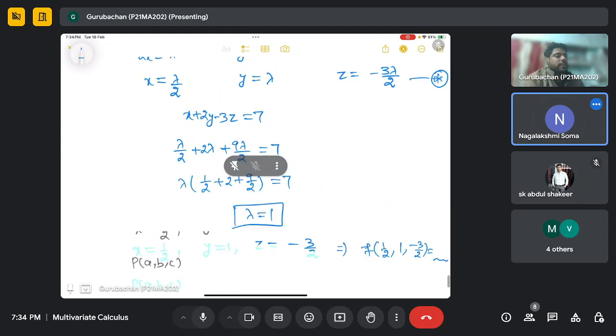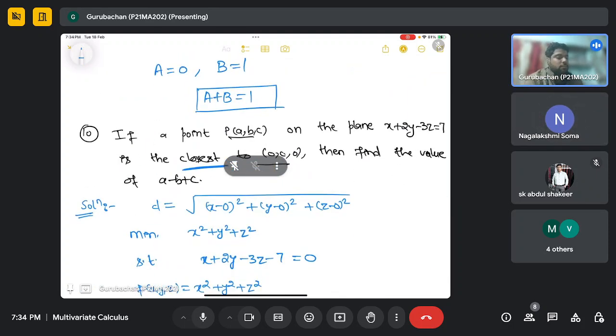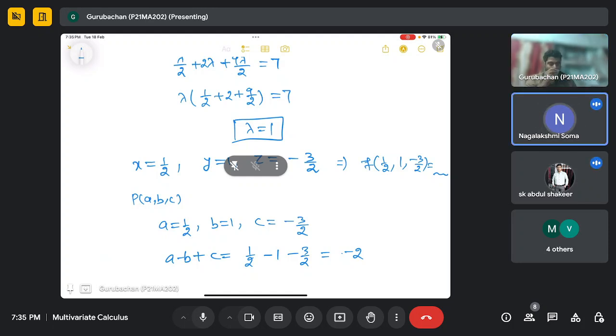What we have asked is, we have given that a, b, c are our points, and we have to calculate a minus b plus c. So here a will be half, b will be 1, and c will be minus 3 by 2. So a minus b plus c will come out to be 1 by 2 minus 1 minus 3 by 2. What will be the value of this? 1 minus 3 is minus 2, minus 1 gives minus 2, right? Any doubt?